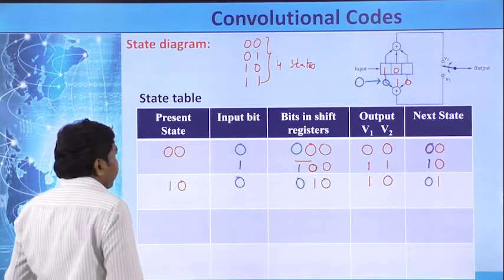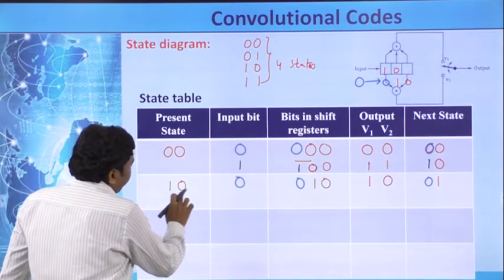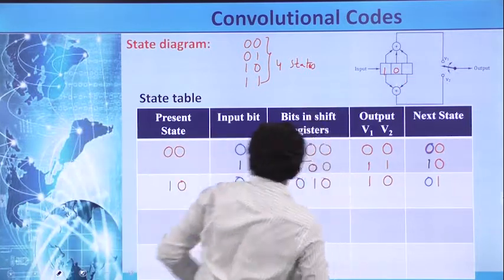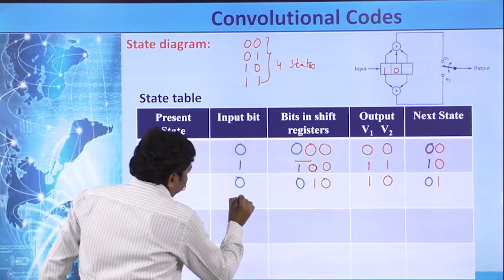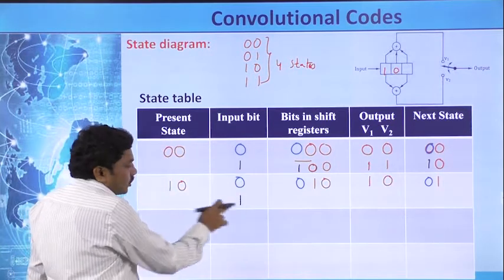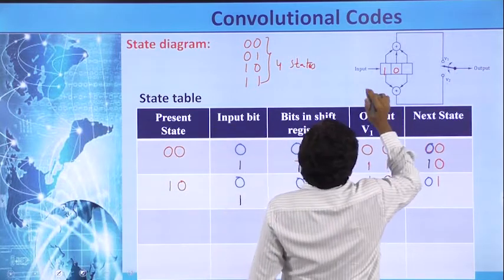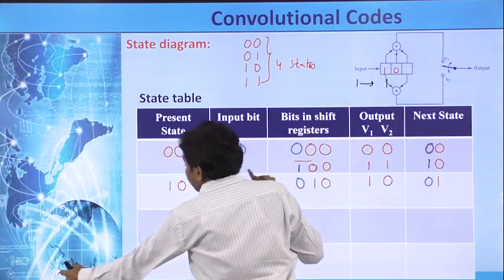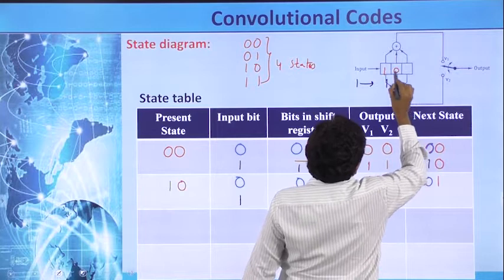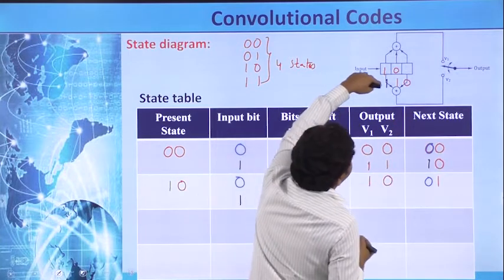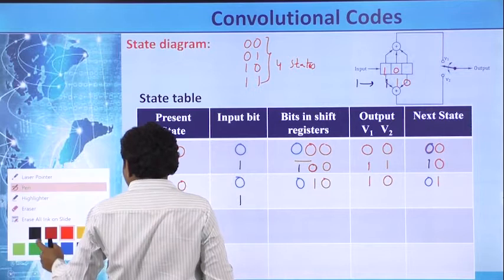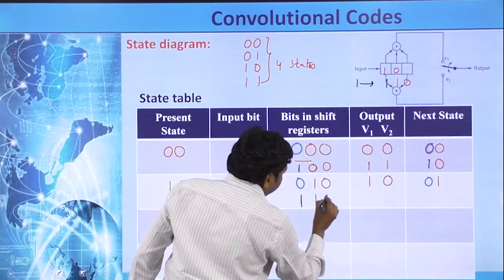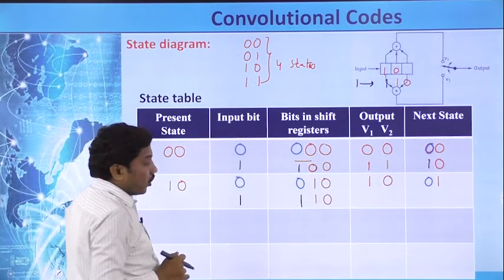Okay. Now, the present state is 1, 0. I am applying my input is 1. So, the present state is 1, 0. When the input is 1, now the bits in shift register, this one comes into here. This one comes to here. This 0 comes to here. So, the bits in shift register are 1, 1, 0.